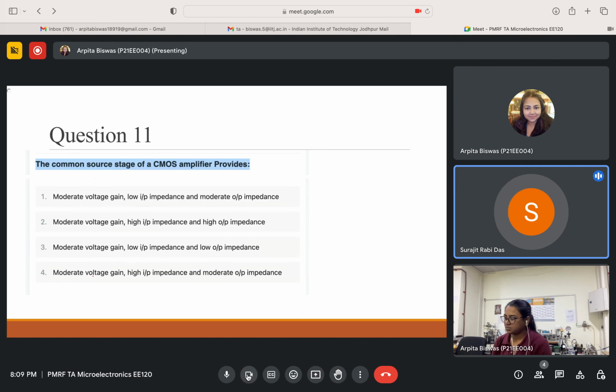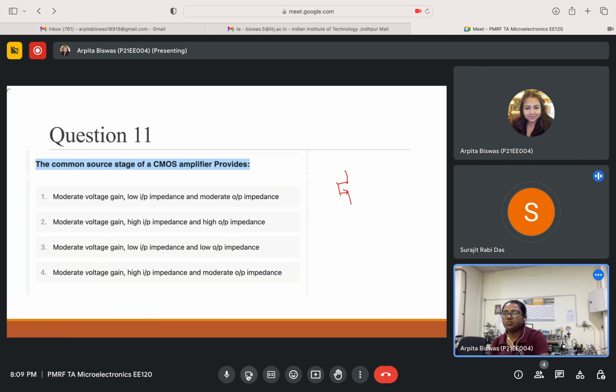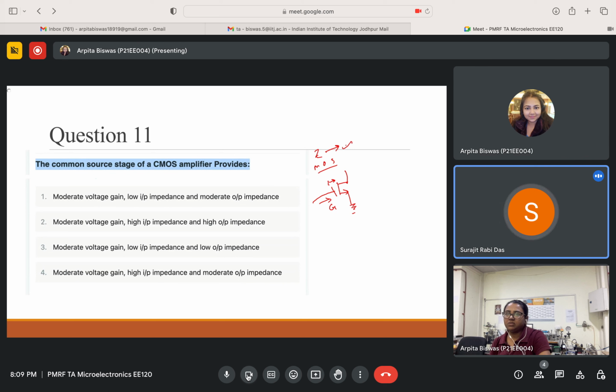It says moderate voltage gain. The input impedance of a common source amplifier is high. If it is a MOSFET common source, it is grounded and the input goes from the gate side. Also the capacitance, like a MOS structure, oxide is present, so input impedance is almost infinity. So the input impedance will be very high. And what about output impedance?